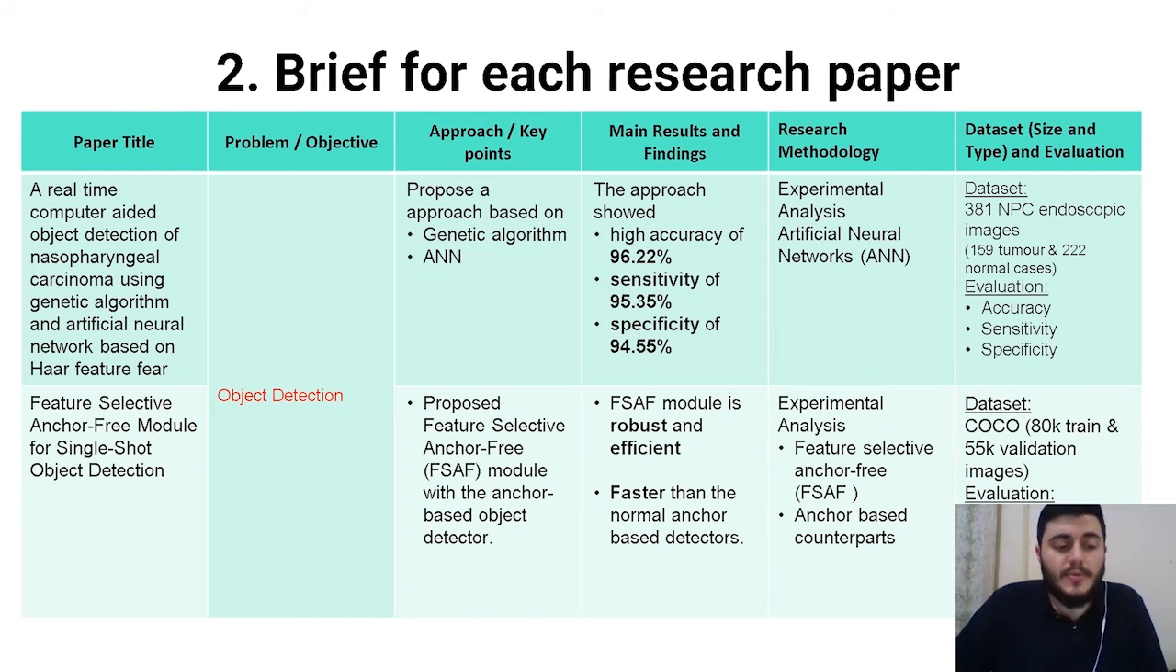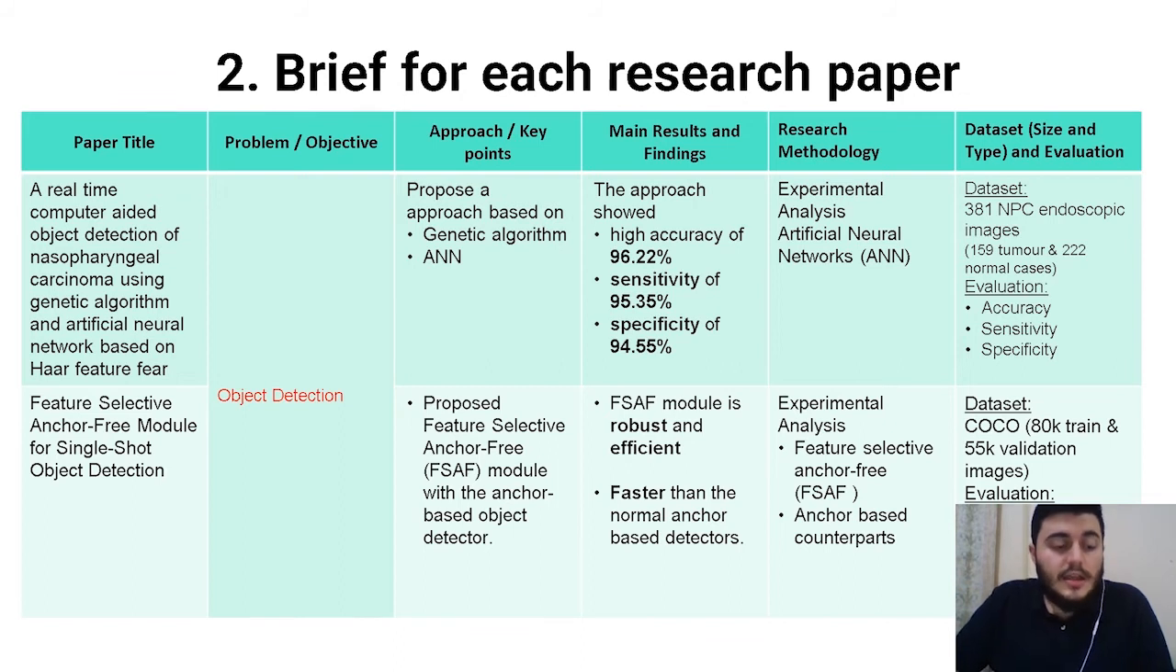The research paper proposed a new method based on the genetic algorithm for NPC feature selection and ANN for automated NPC detection from endoscopic images. The proposed method was trained on a dataset having a total of 381 endoscopic images, out of which 159 were tumor cases and 222 were normal cases. The research performed experimental analysis, and provided results based on accuracy, sensitivity, and specificity as evaluation metrics.